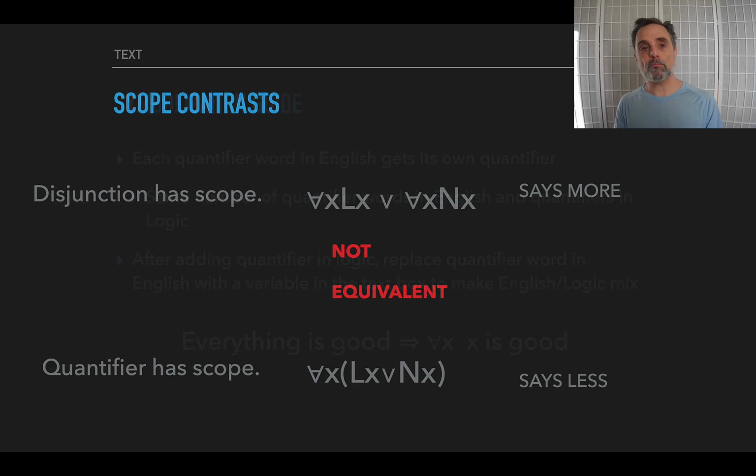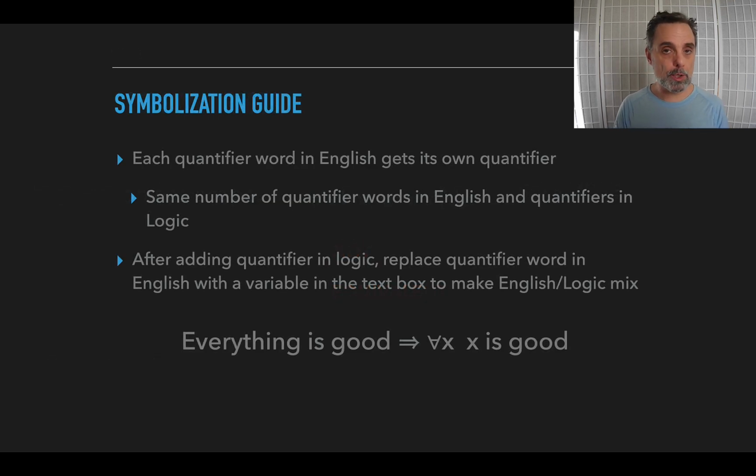Okay, so when we're symbolizing, we want to make sure that each quantifier word in English gets its own quantifier in the logical language. So we should have the same number of quantifier words in English and quantifiers in logic. And then after we put in the quantifier in the logic, we replace the quantifier word with the new variable, and we get an English logic mix. So I'm going to give some examples of how we do that in another video using the Logic 2010 symbolization module.